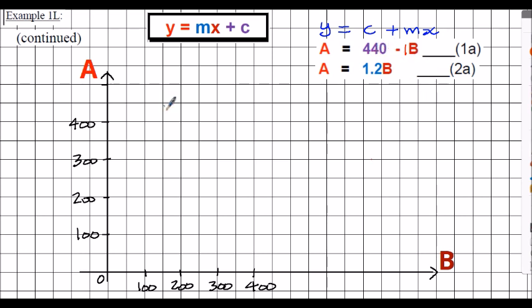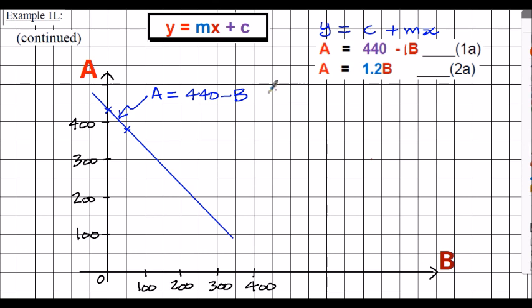So putting 2 points for equation 1A, 440 on our scale is somewhere there. And we've got a negative line with a 1 in 1 gradient, so that will be here for the second point. So there's a sketch of the line A equals 440 minus B, equation 1A.